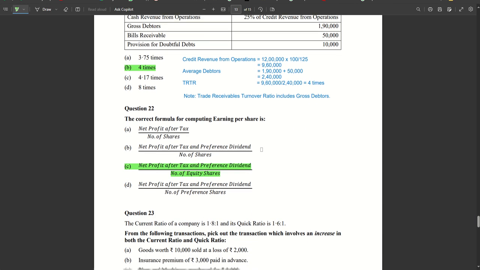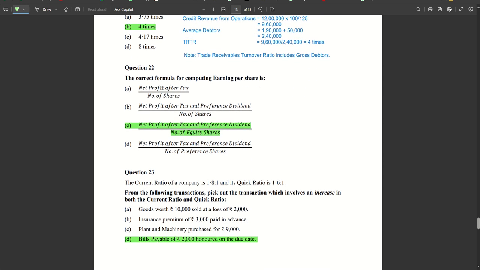Question number 22. You're required to identify the correct formula for computing earnings per share. Again, remember, net profit after tax and preference dividend divided by number of equity shares. Be careful. This is the answer.